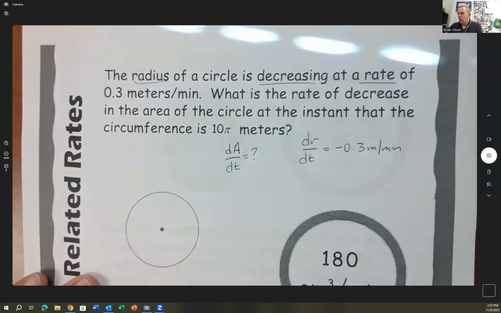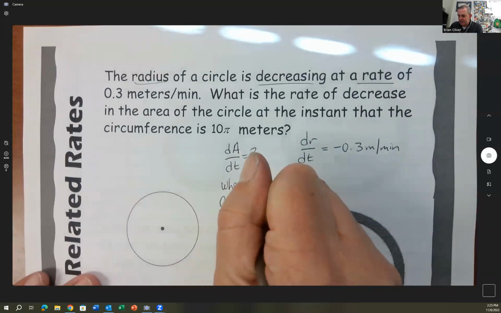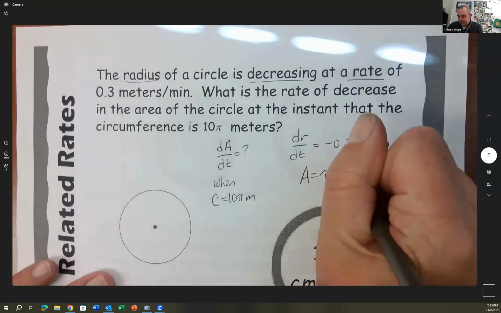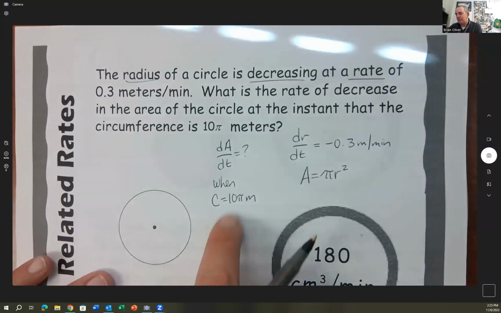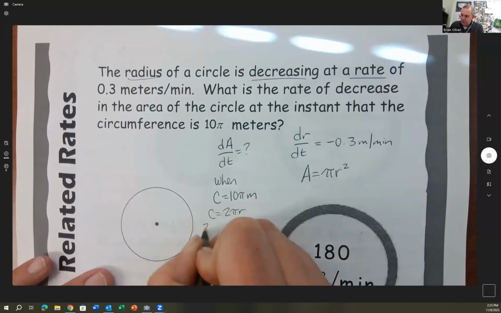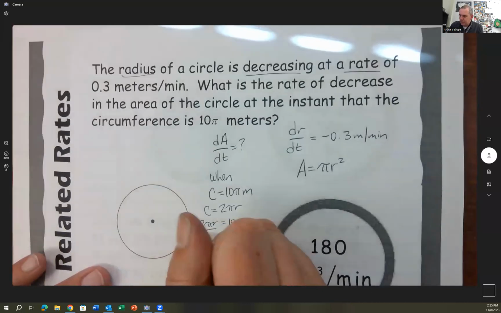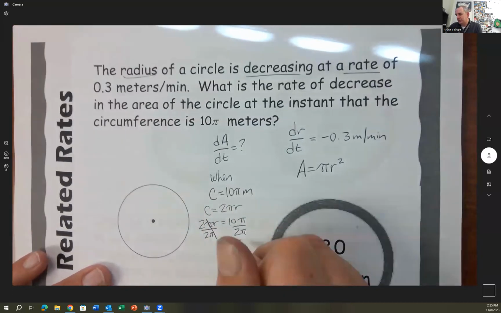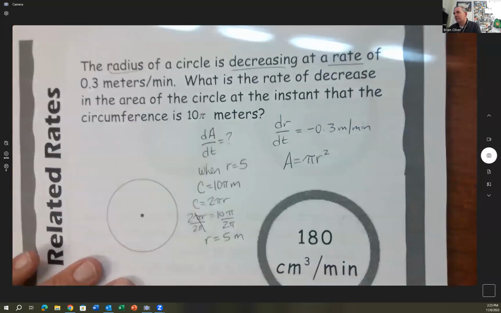I don't know that when, and here's the trick, it says circumference is 10 pi meters. Here comes the problem. The formula I'm going to use is area equals pi r squared. Circumference doesn't help me immediately with that. However, if you remember the formula for circumference, circumference is equal to 2 pi r. 2 pi r is equal to 10 pi. Divide both sides by 2 pi, and indirectly I find out that the radius is going to be 5 meters. So I'm trying to figure out dA/dt when the radius is 5 meters.